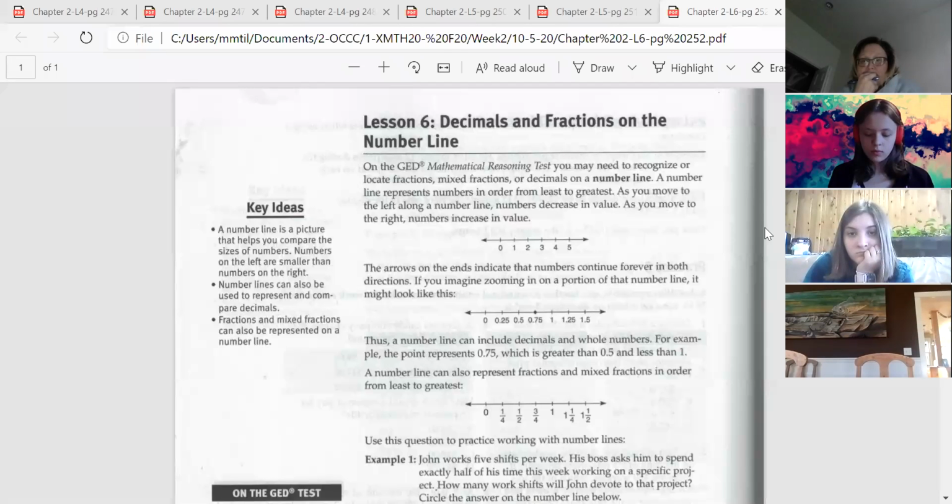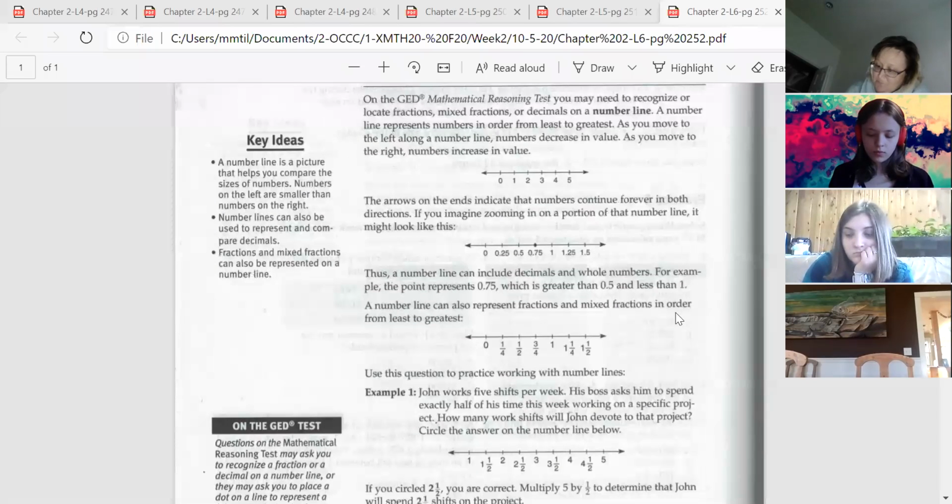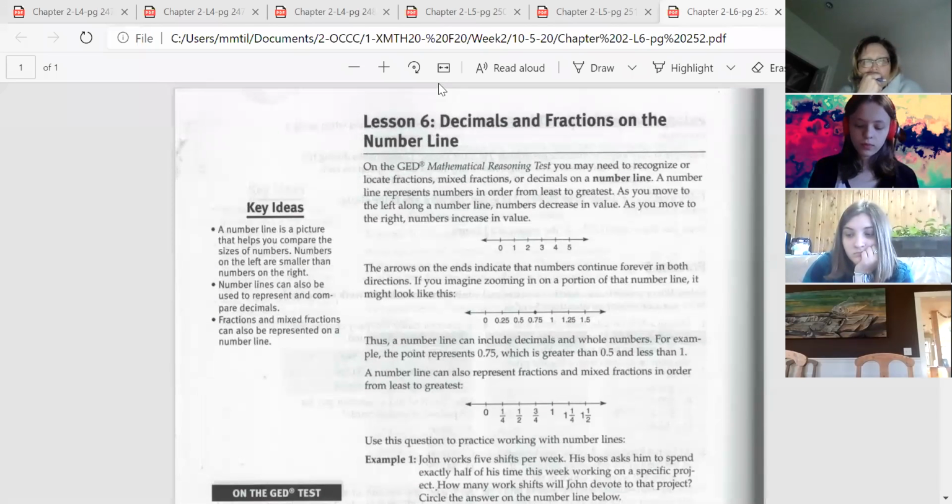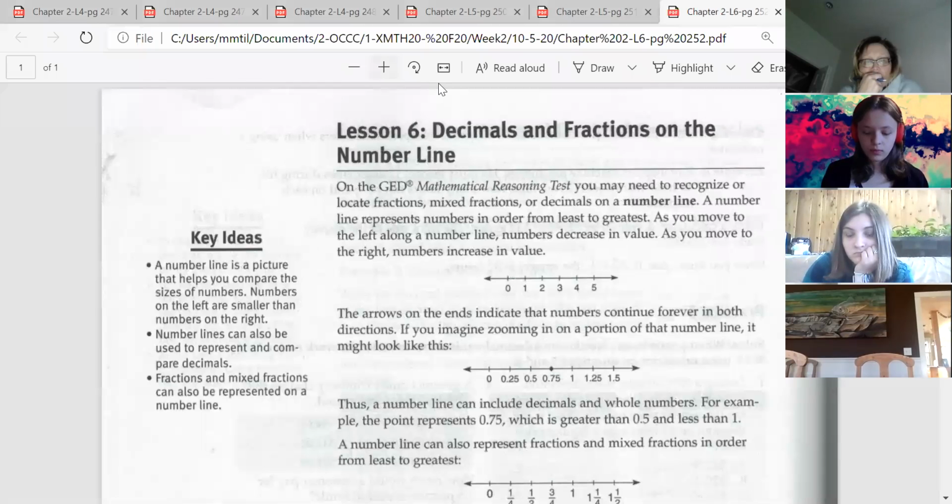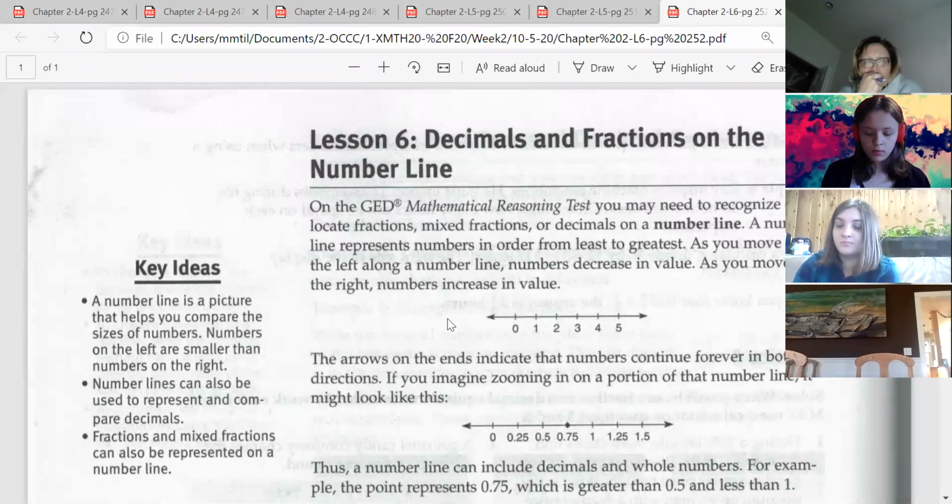Okay, here's the next page. Lesson 6, decimals and fractions on a number line. We should spend a little time on a number line to understand how to use a number line and what it means, okay? First of all, these are all number lines, right? And this first one is 0 through 5.